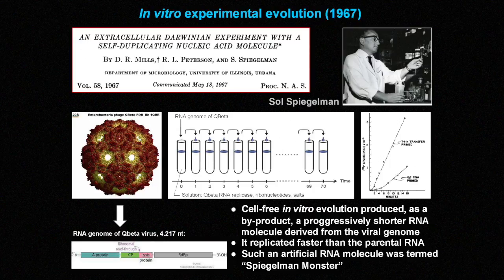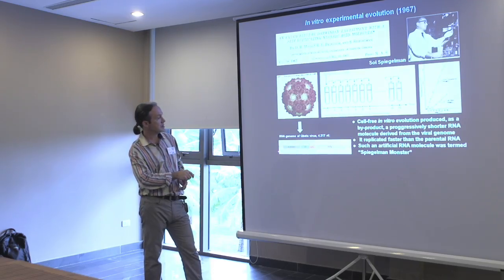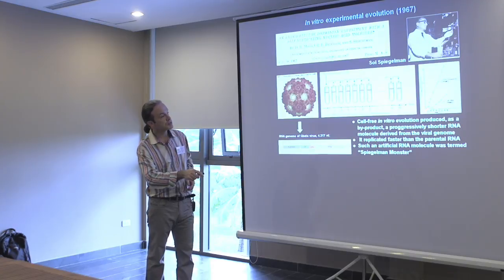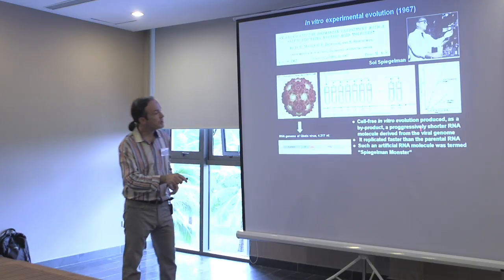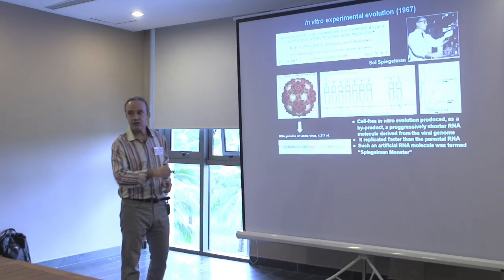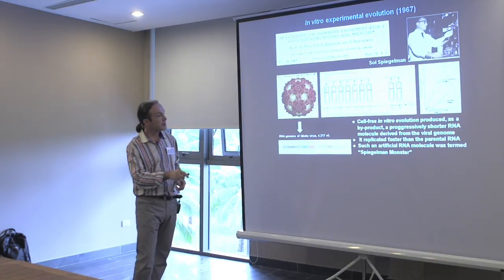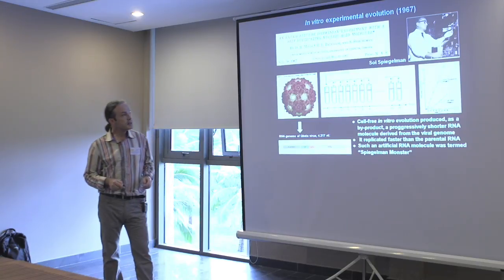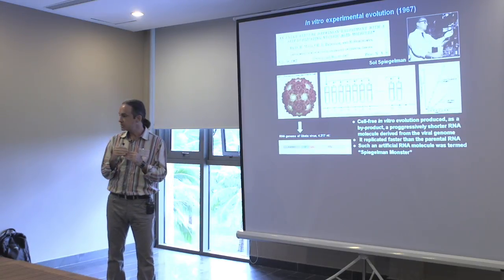The genome replicated, okay, more copies of the genome. When these ribonucleotides and salts were exhausted, it was transferred to a new test tube, and again and again and again. Okay, a nice experiment, and these were the results. As expected, an RNA of the length of the complete genome was accumulating during the process. Perfect. But another molecule replicated faster and faster, and they analyzed it, and they found that it was shorter and shorter.